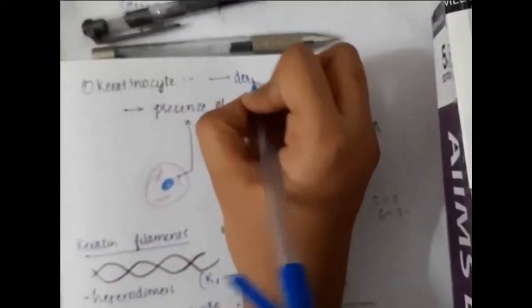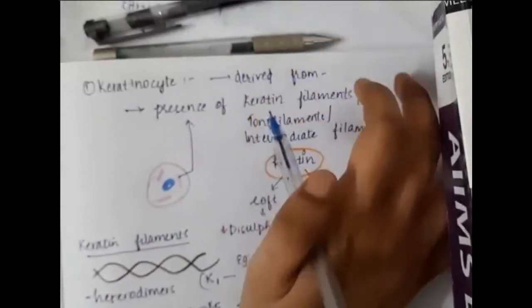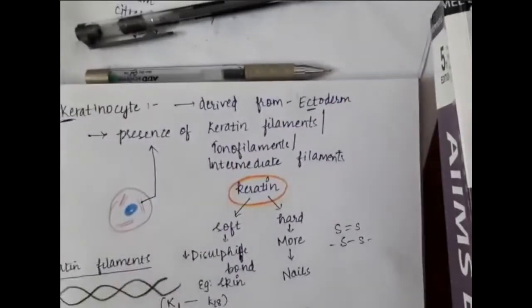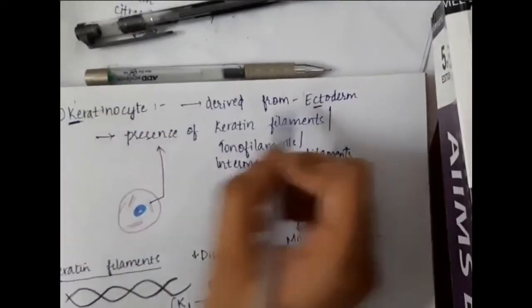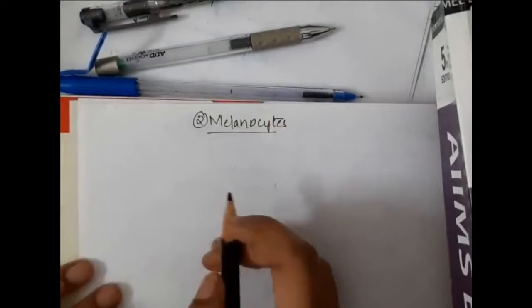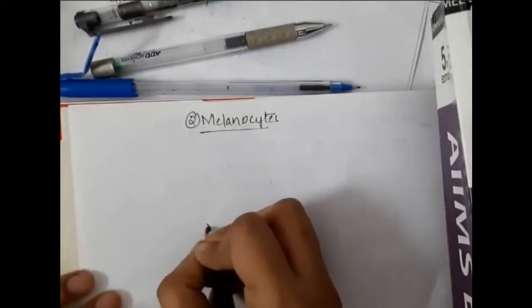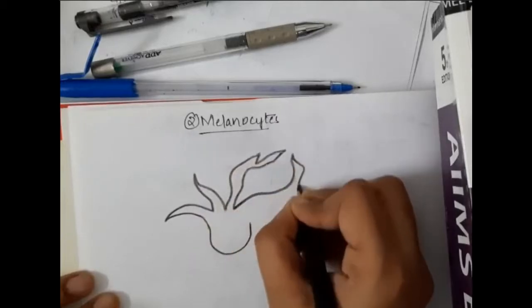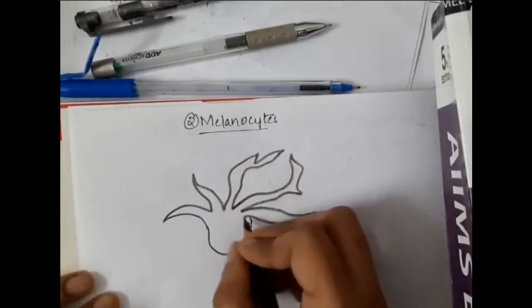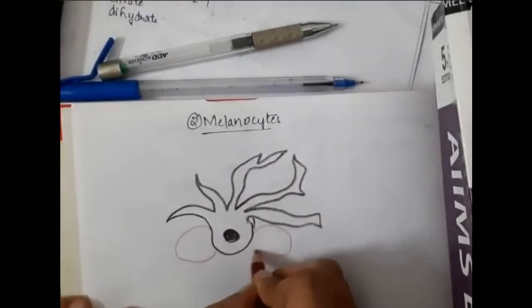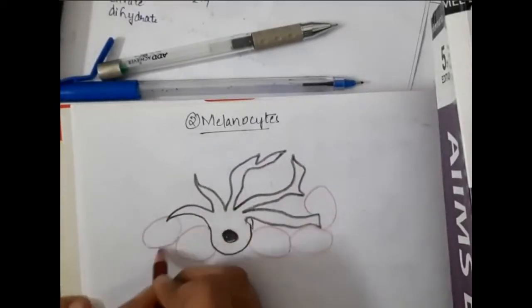If you see, the keratinocytes are derived from the ectoderm. K for K, that is, ectoderm for keratinocyte. Whereas the next cell, the melanocyte, is actually derived from neural crest cells. So let me draw a melanocyte. A melanocyte has many dendritic-like processes. Then this is the melanocyte, and it is surrounded by many keratinocytic cells.